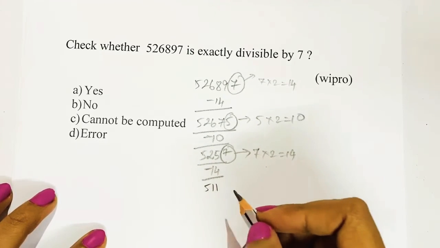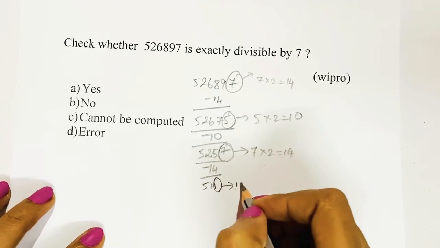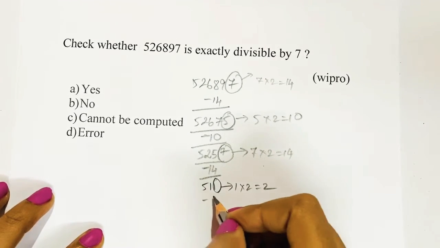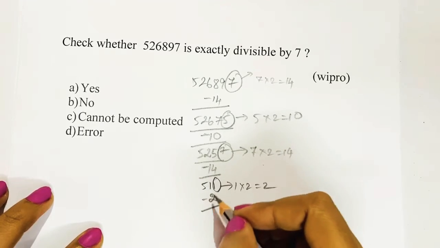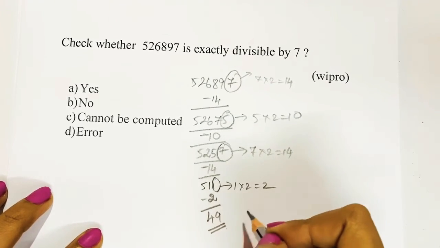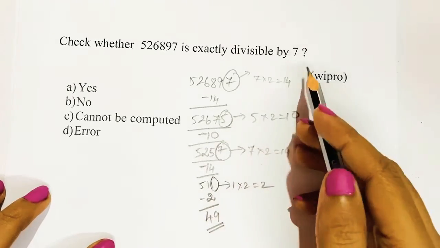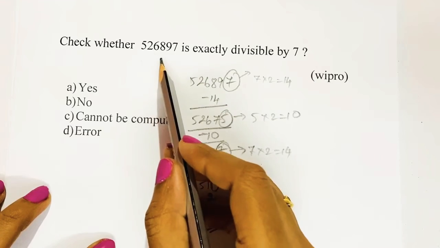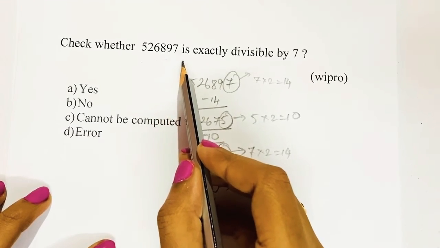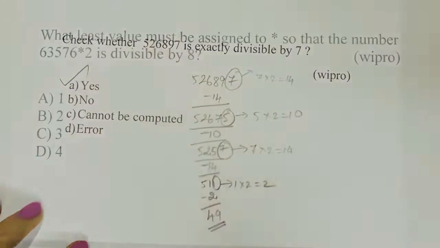To check whether 511 is divisible by 7, again we take the last digit out, double it and subtract it from the remaining. 51 minus 2 will be 49. We know that 7 sevens are 49. So 49 is definitely divisible by 7, which makes this number 526897 divisible by 7. So the answer is option A, yes.